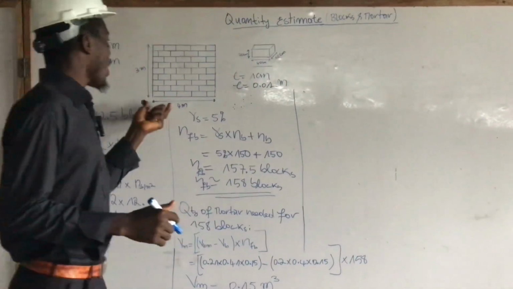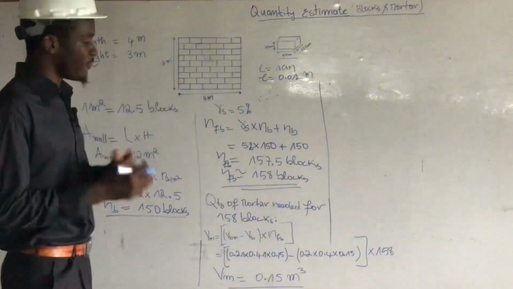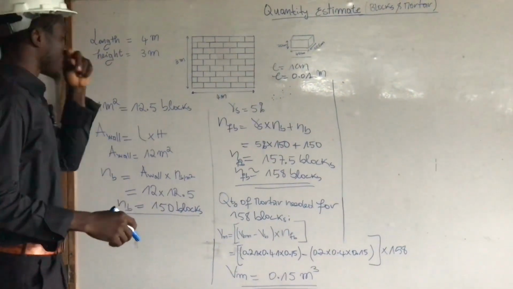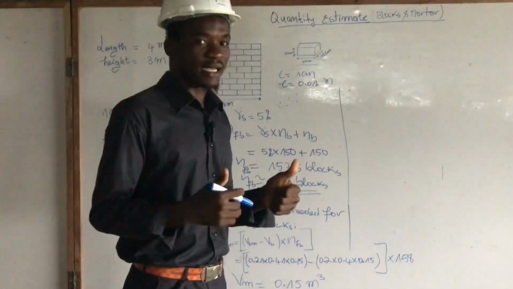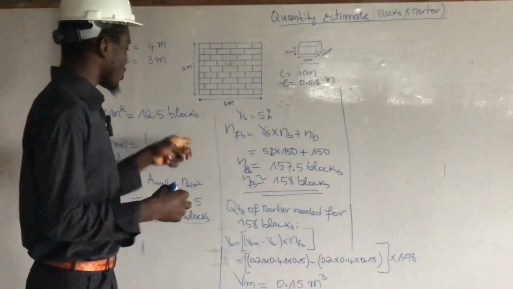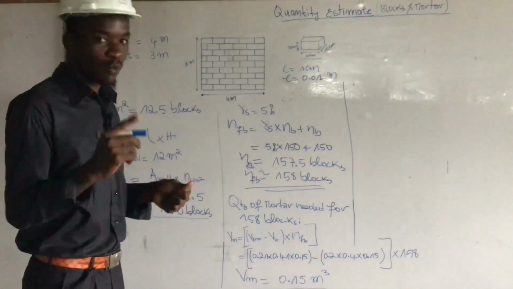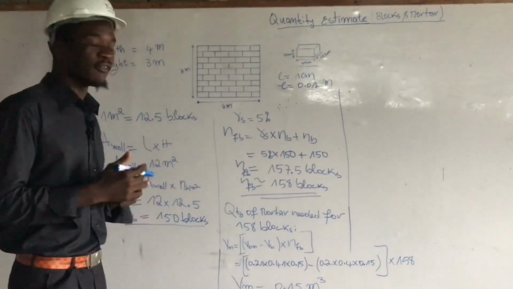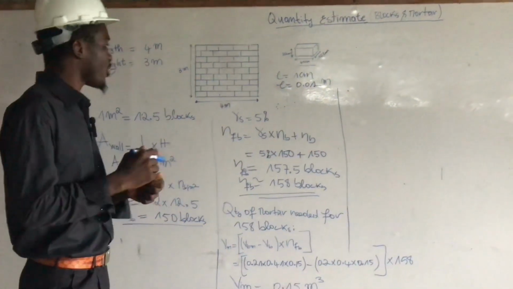To start, we consider a wall of 3 meters high by 4 meters length. What you have to know to get the number of blocks is that, for a certain type of block, for example, we are studying the case of a block 15 by 20 by 40, for 1 meter square you have 12.5 blocks. That's the first thing that you have to know.